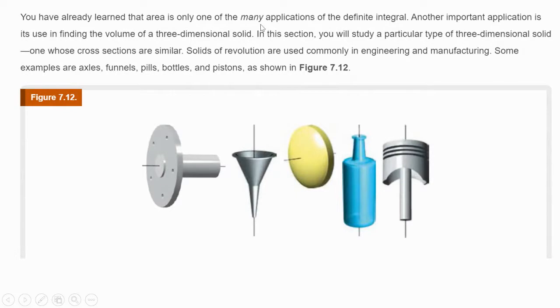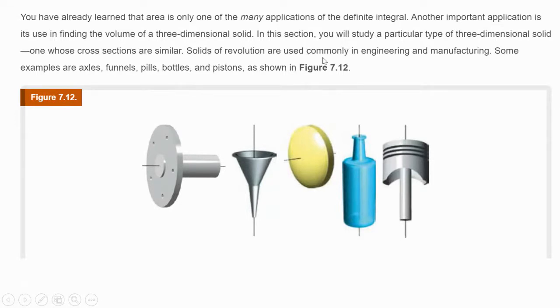You've already learned that area is only one of the many applications of the definite integral. Another important application is its use in finding the volume of a 3-dimensional solid. So in this section, we're going to be studying a particular type of 3-dimensional solid, a solid whose cross sections are similar to one another. The geometry is the same. That will become clear when we look at the examples. And these are going to be called solids of revolution.